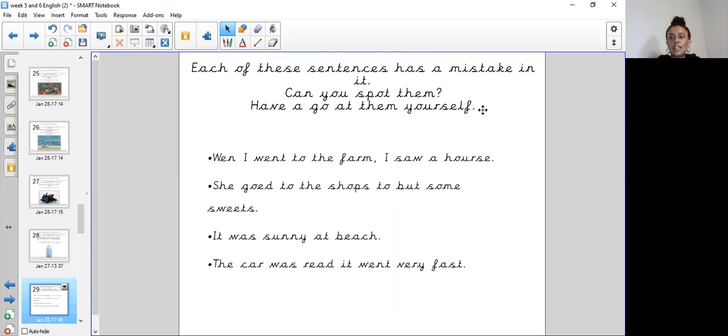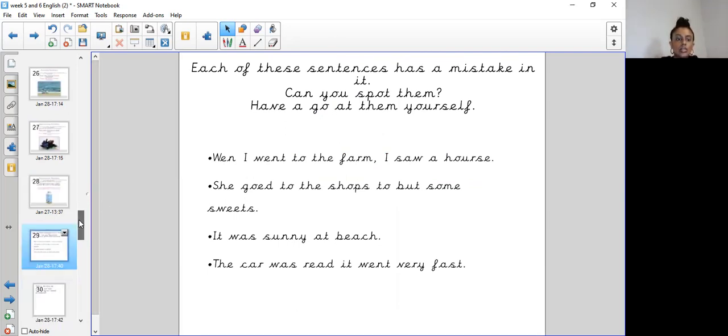So have a go at these. Each of these sentences has a mistake in it. Can you spot them? Have a go at them by yourself. So here's the first sentence. When I went to the farm, I saw a horse. She go to the shops to butt some sweets. It was sunny at beach. The car was read. It went very fast. So what things need to be changed in those sentences to correct them? So let's have a go at going through it.